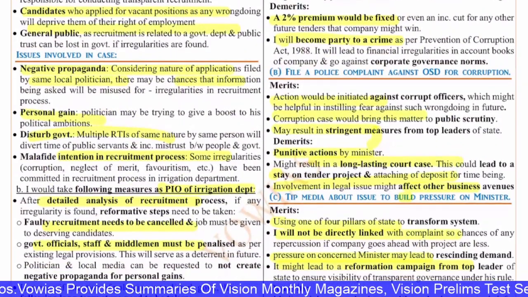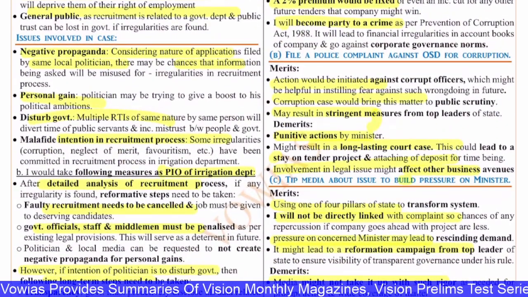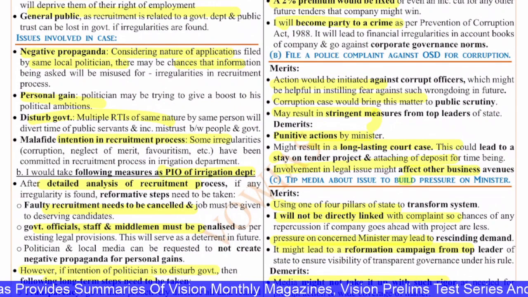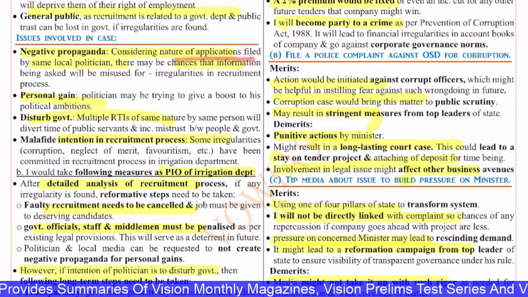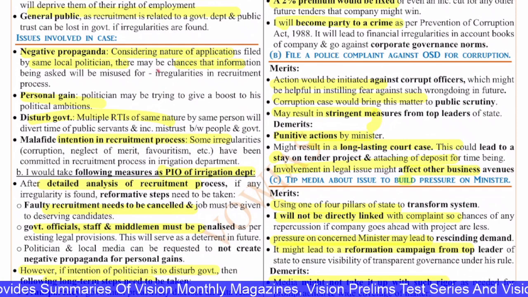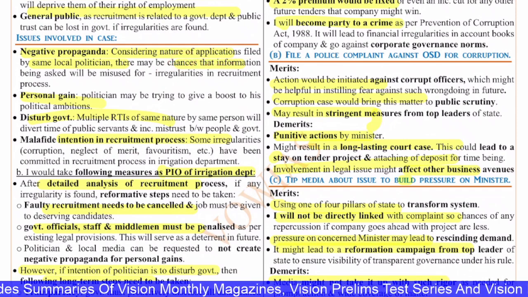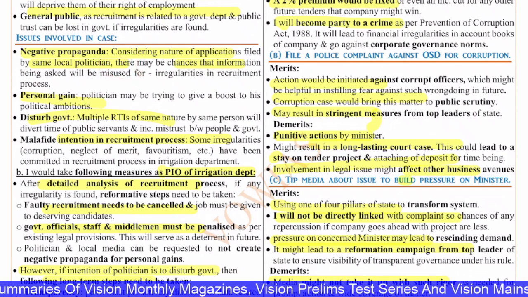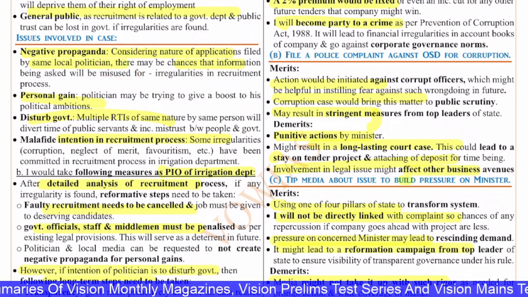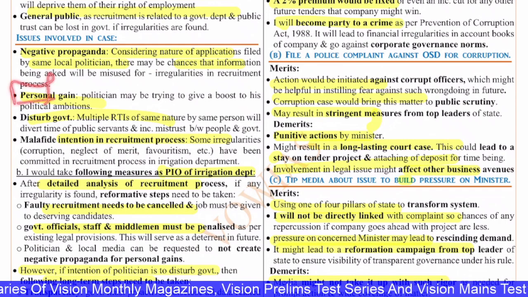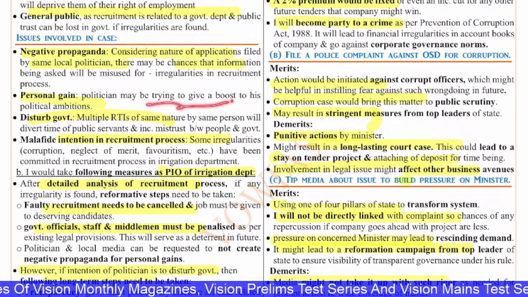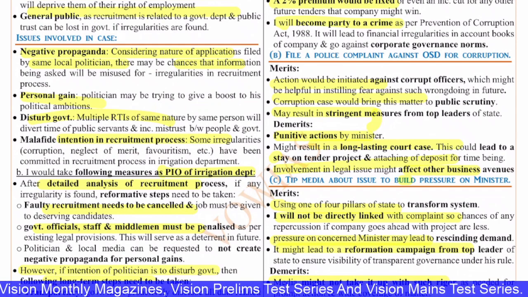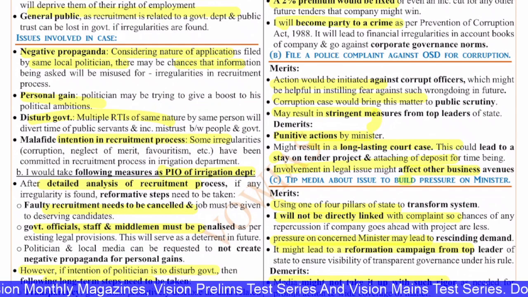Now, what are the issues involved in this case? The first is negative propaganda by the local politician. Considering the nature of applications filed by the same local politician, there may be chances that the information being asked will be misused by this local politician. Now, personal gains: the politician may be trying to give a boost to his political ambitions, because generally this is what we see. Politicians by hook or crook will try to come into power.